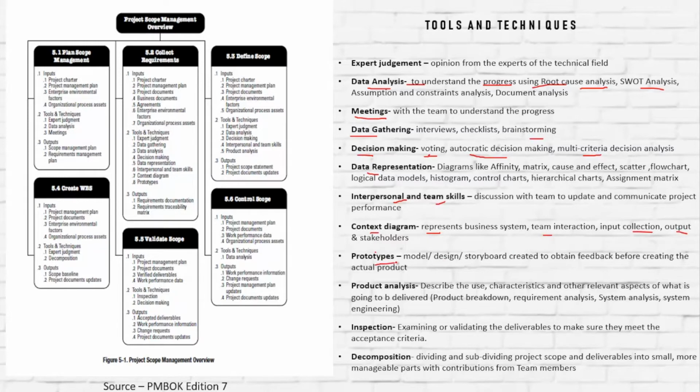Prototypes, this is an interesting thing. It's a model, design, or a storyboard. Say that we don't have the finished product, but we create a model and we get an approval from the stakeholder. Then we have product analysis. Product analysis describes the use, characteristics, and other relevant aspects of what is to be delivered. Inspection is again examining or validating the deliverables to make sure that they meet the acceptance criteria. Decomposition is dividing or subdividing the project scope into small deliverables, which is more manageable for us.